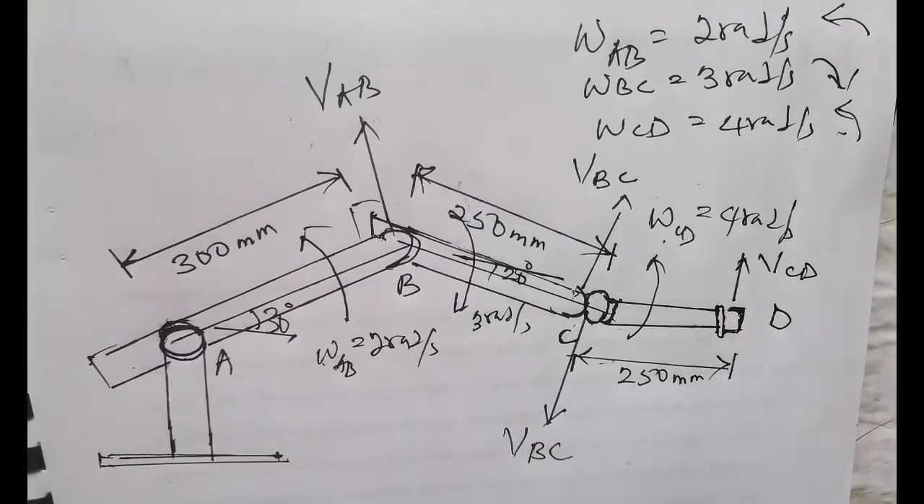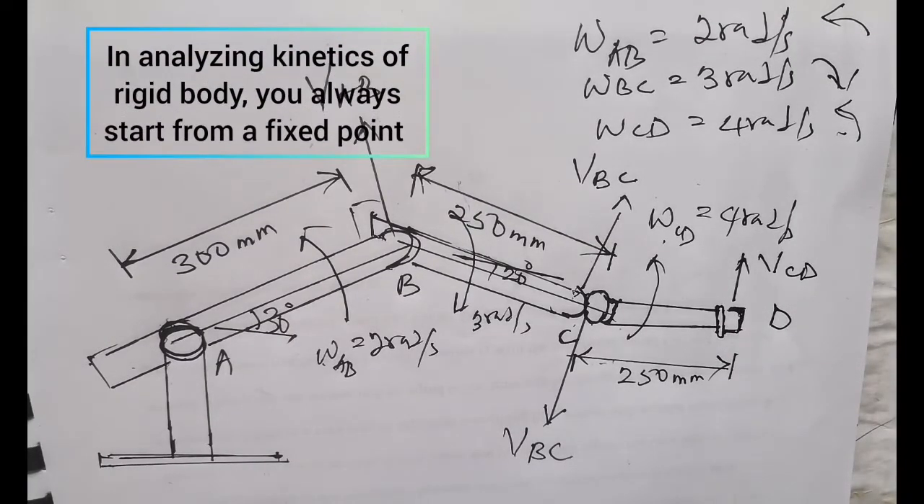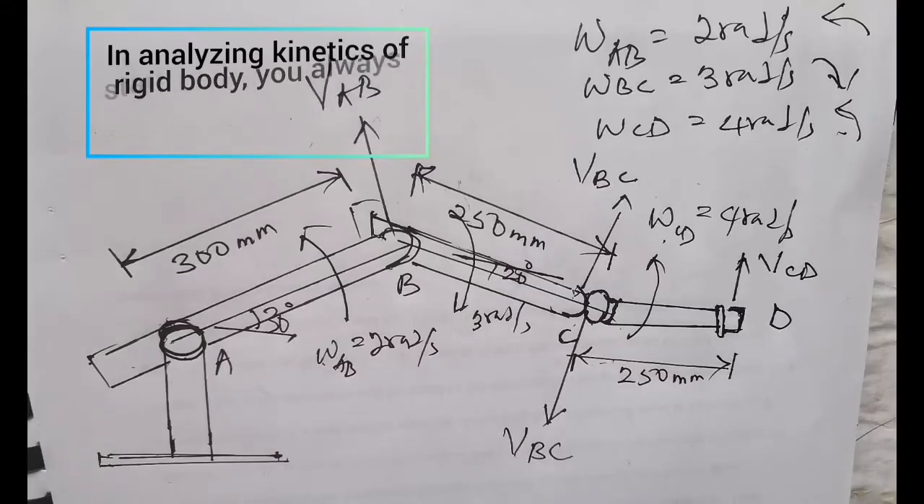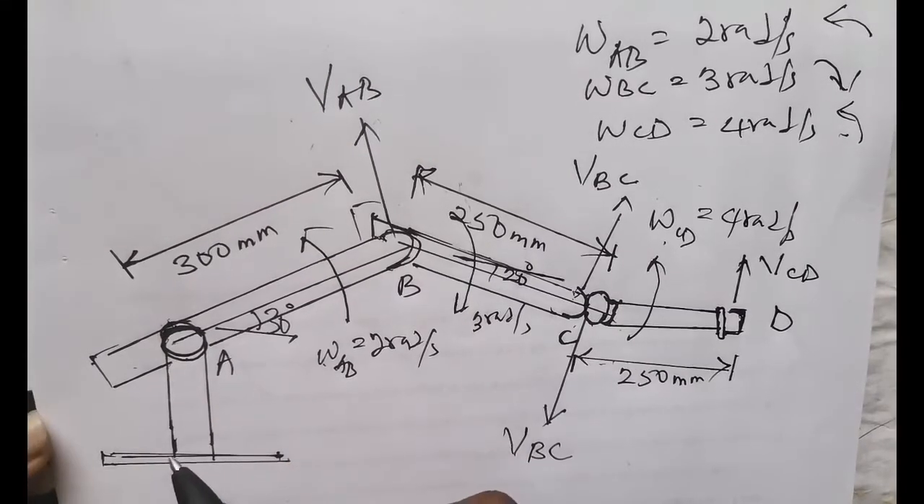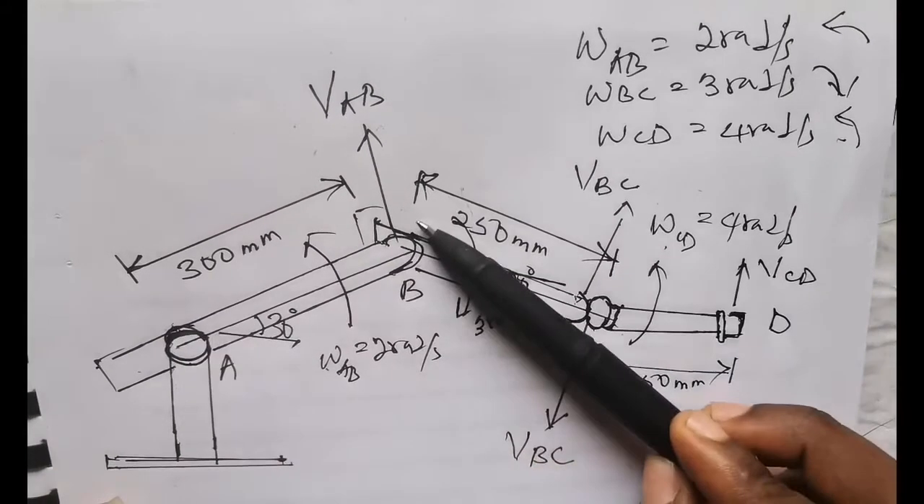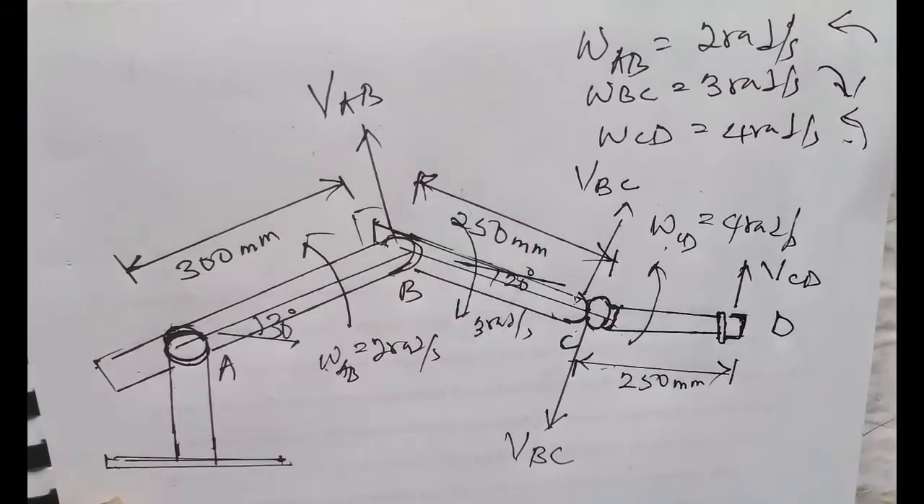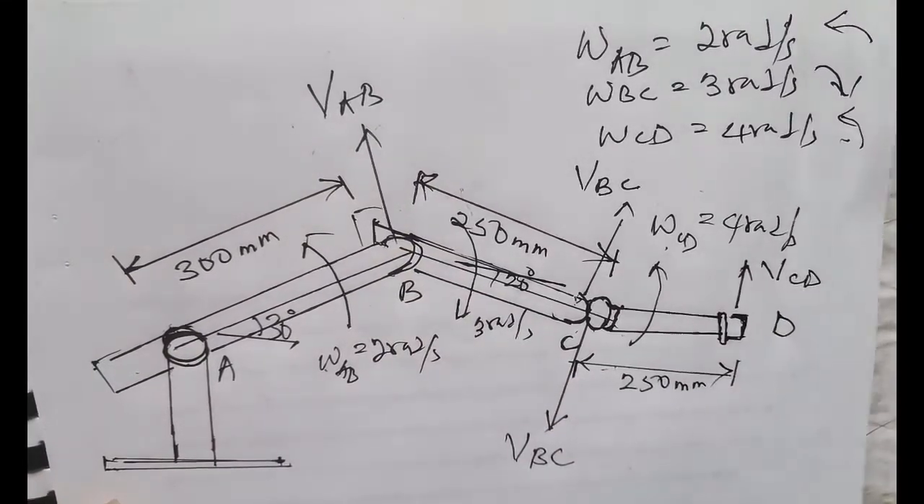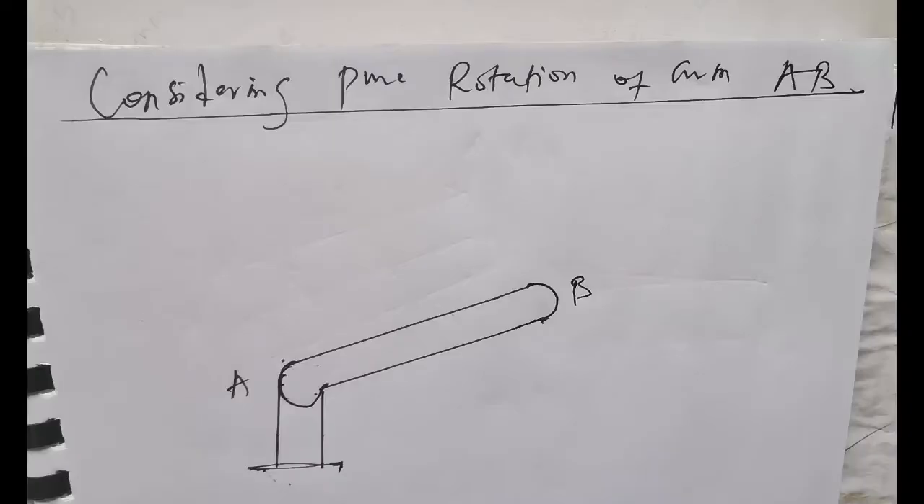Now in analyzing kinetics of rigid bodies, or in analyzing motion of rigid bodies, you always start with a point that is fixed. Now, point A is attached to a fixed point, which means we have to start from point A because point A is fixed. So we consider the rotation of point A, the pure rotation of point A. So what we'll do is simply draw the free body diagram of only arm A to arm B, leaving this part aside. So I will take you now to the free body diagram.